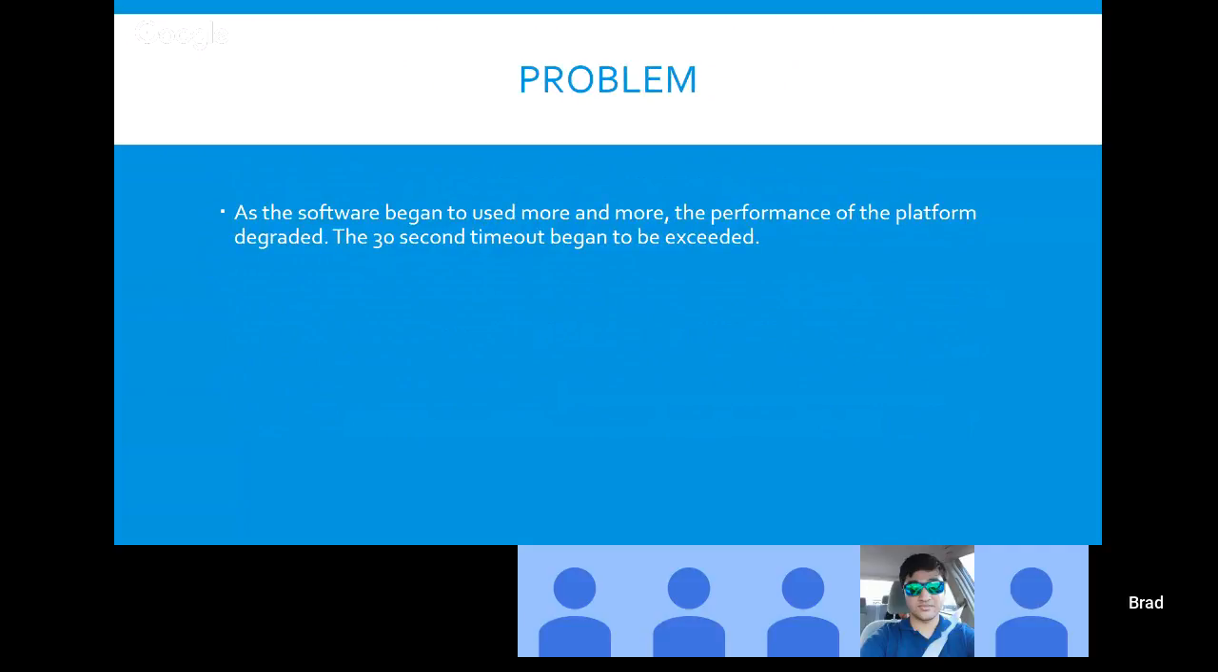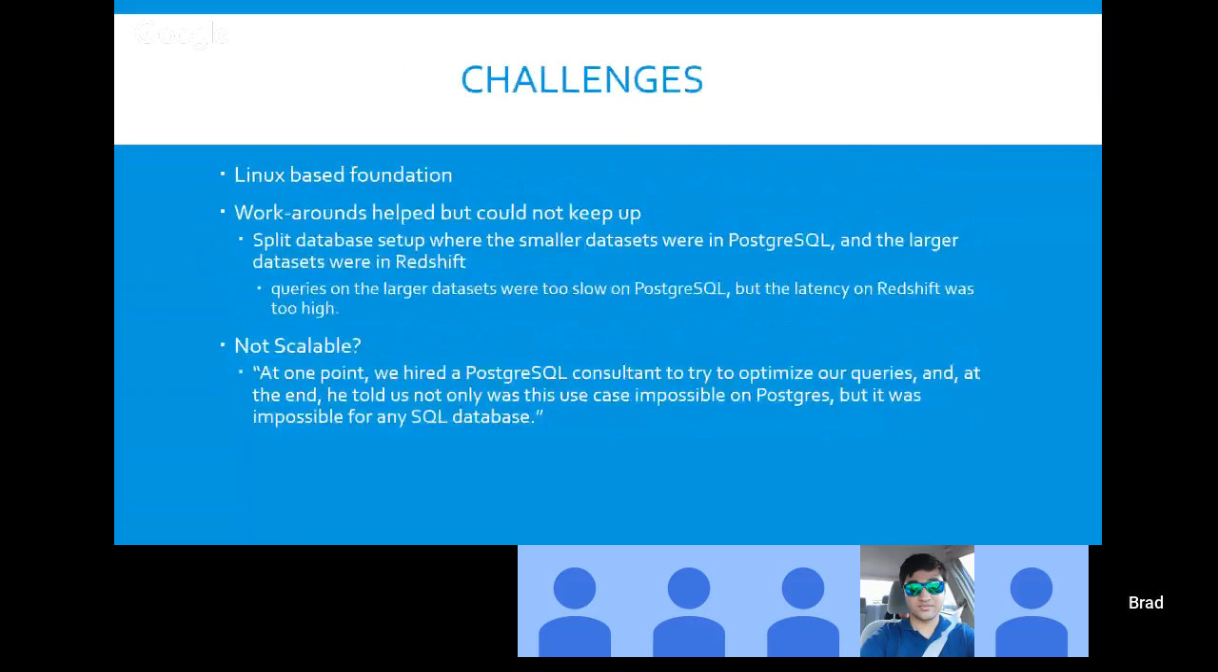As we can see, the excessive query times were a real sign that they needed to make a change. They did implement some workarounds. Some of the challenges they had was that internally everybody had a strong Linux-based environment, and they wanted to keep that if at all possible.